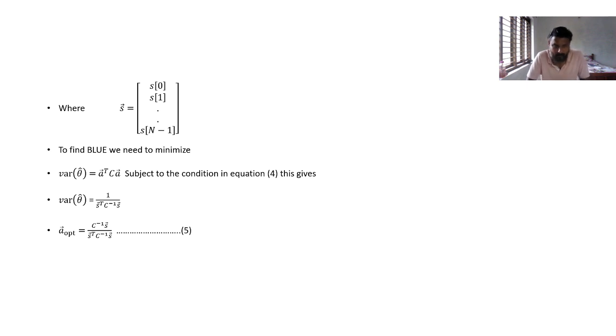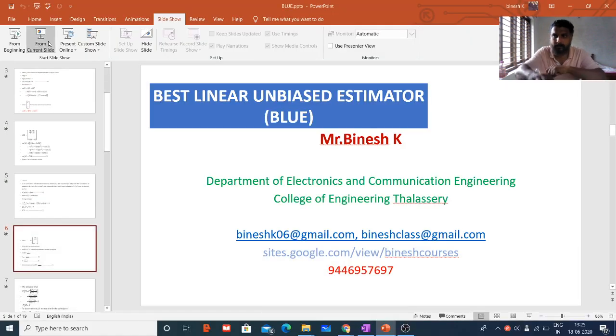This is how you get that the variance of theta cap is 1 by s transpose C inverse s, and the optimum value of the vector a is C inverse s divided by s transpose C inverse s. You may be confused about how we are getting this, so I will explain that. Just pause here, because we will explain how we get the variance of theta cap as well as the optimum value of a. Yes, I am minimizing this.